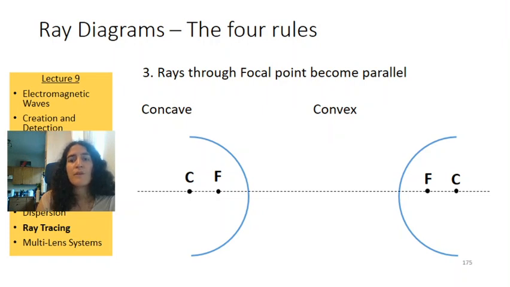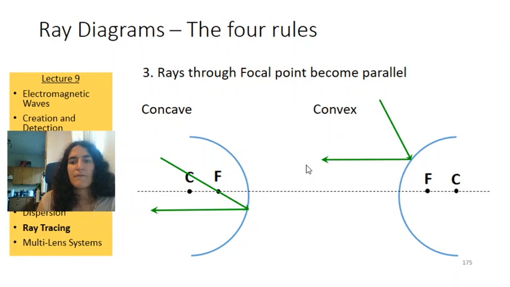Rays that go through the focal point become parallel. This is the reverse of that previous rule. It's saying if I have a light beam that goes through the focal point, it's going to bounce off parallel to the axis of the mirror. So here I have a light beam that looks as if it's coming towards this focal point. It's going to bounce off parallel to the axis. So this rule is actually the reverse of the previous rule.